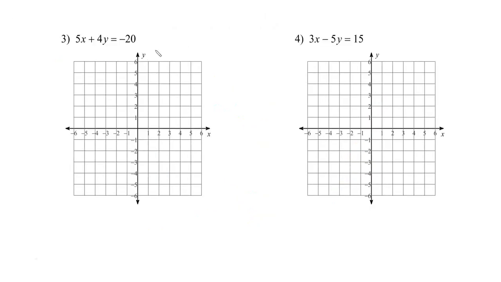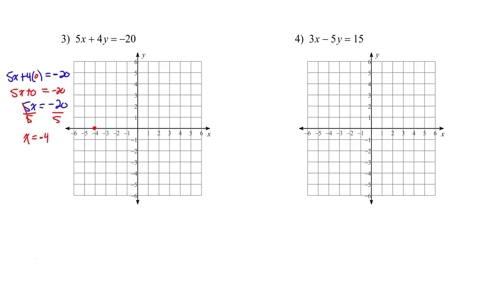All right, for number 3, let's go ahead and do the same thing. Let's find the x-intercept first. So we're going to substitute 0 for y. We're going to write here 5x plus 4 times y equals -20. Then we're substituting a 0 for y. Again, anything times 0 equals 0, and anything plus 0 equals itself. So this ends up being 5x equals -20. Then we just divide both sides by 5. We get x equals -4. So again, we go to the x-axis and we put a point on -4.